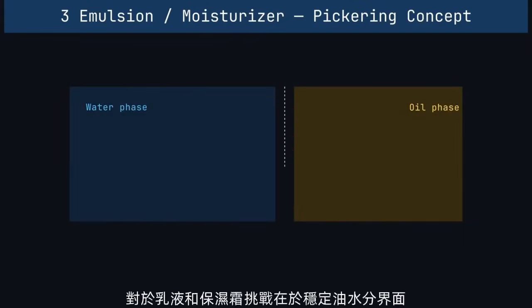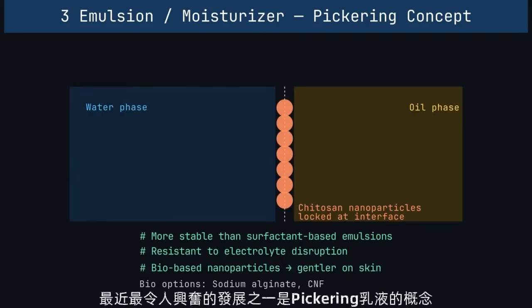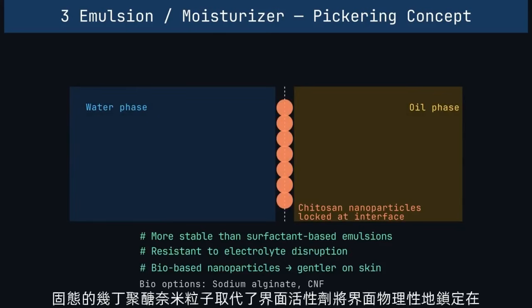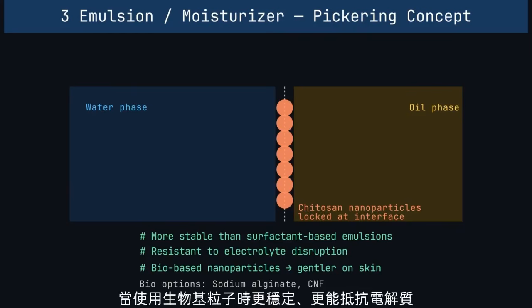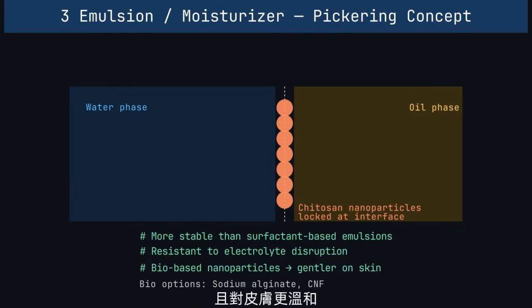For emulsions and moisturizers, the challenge is stabilizing the oil-water interface. One of the most exciting recent developments is the Pickering emulsion concept. Instead of surfactants, solid chitosan nanoparticles physically lock the interface in place. More stable, more resistant to electrolytes, and gentler on skin when bio-based particles are used.